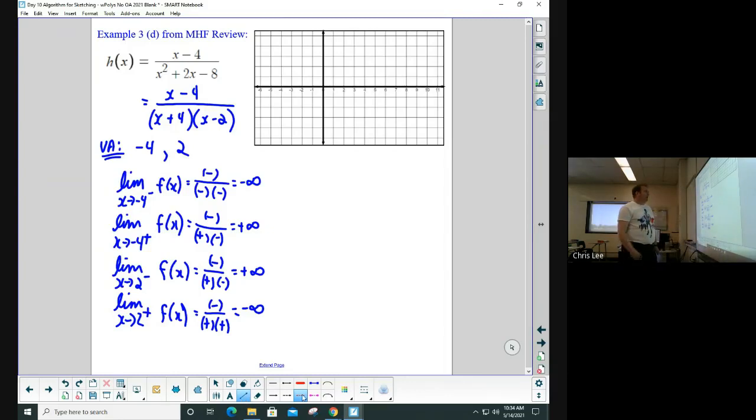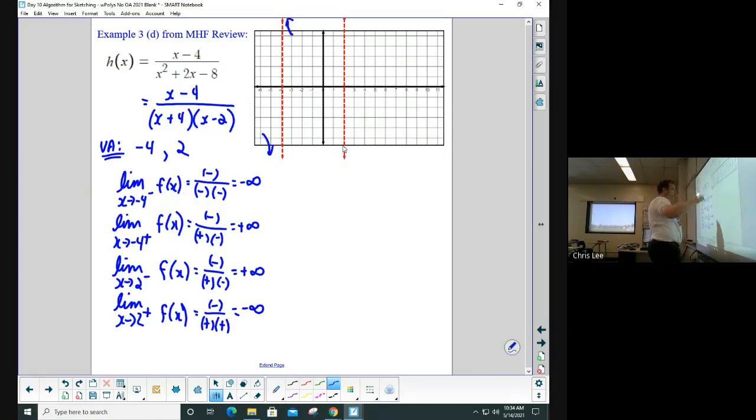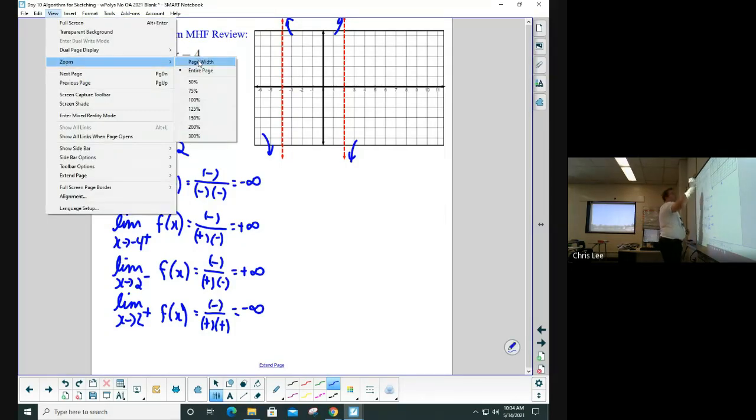We are going to have an asymptote at -4 and an asymptote at 2. And these limit tests told me that from the left, it's coming down. From the right, it's going up. And on the other one, from the left, it's going up, and from the right, it's coming down. So that should look familiar from what we did yesterday.